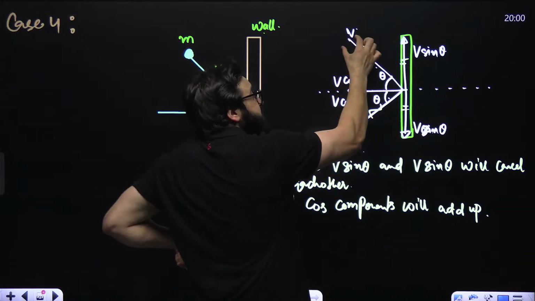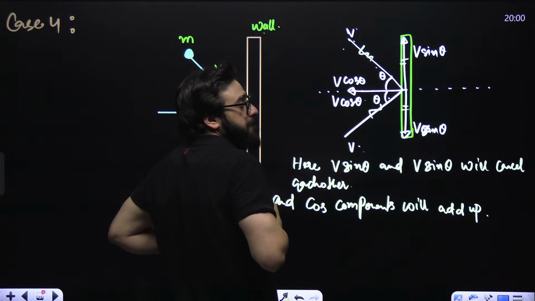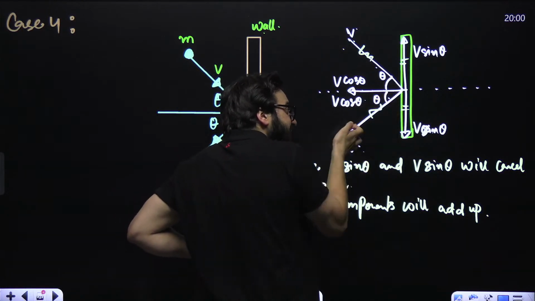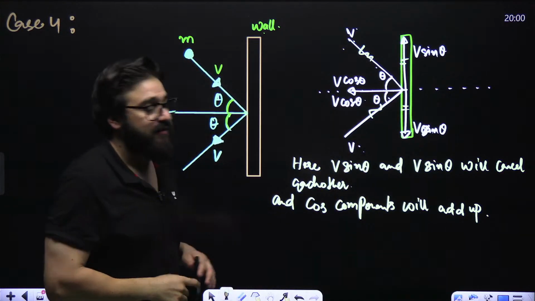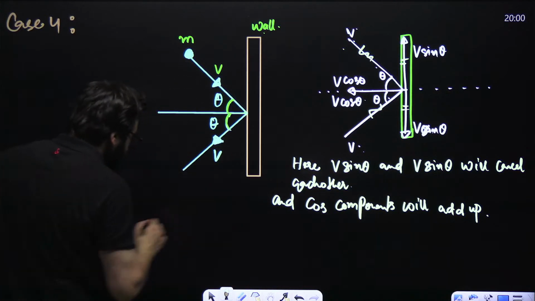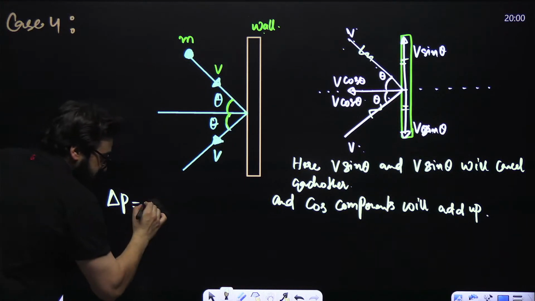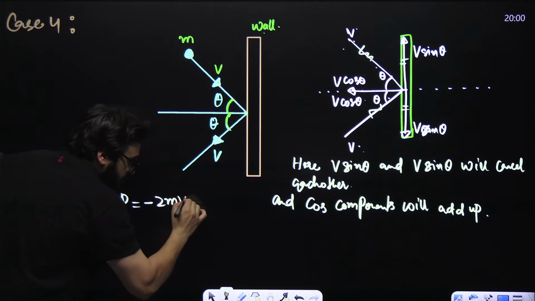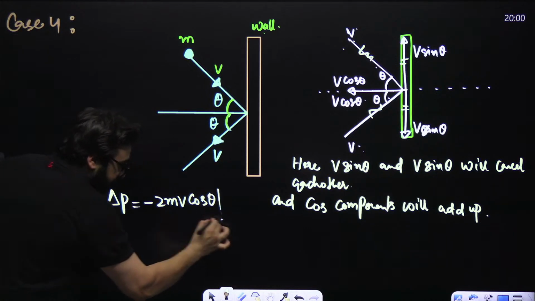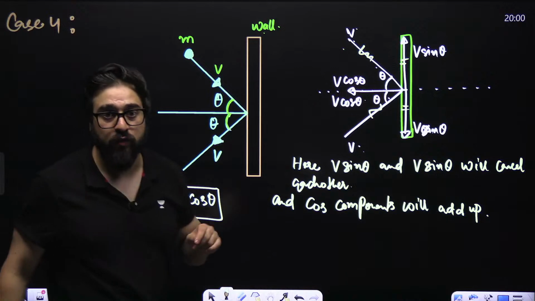Now, this is the initial velocity. The initial velocity has got V cos theta. And this final velocity also has got what? We say V cos theta in this particular case. So here, the change in momentum will be simply minus 2mv cos theta, where m is the mass.